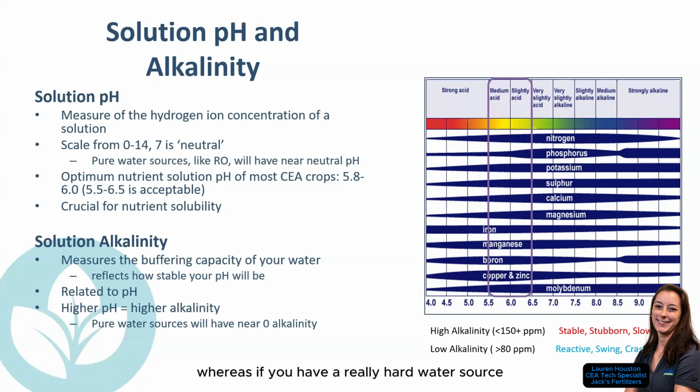Whereas if you have a really hard water source with very high alkalinity, as long as you are able to get your pH in range and where you want it to be, it's not going to be able to swing as dramatically as with a pure water source. But it also could be very stubborn, and you can have a very hard time changing the pH to be within that range that you need it in the first place.